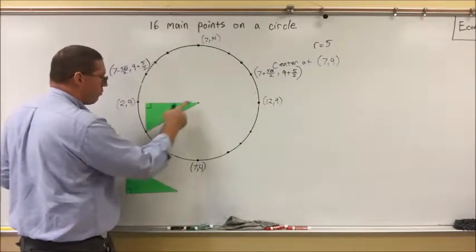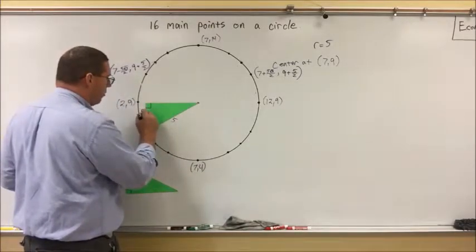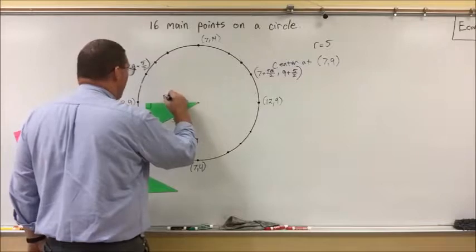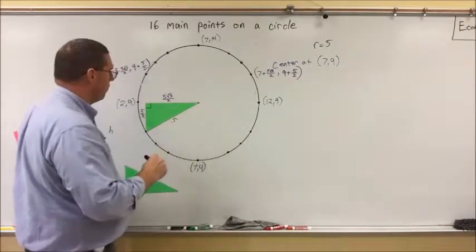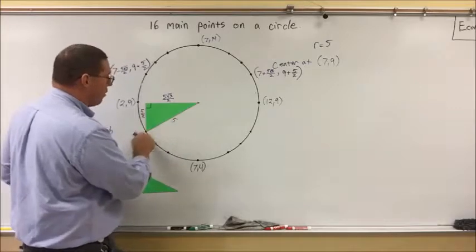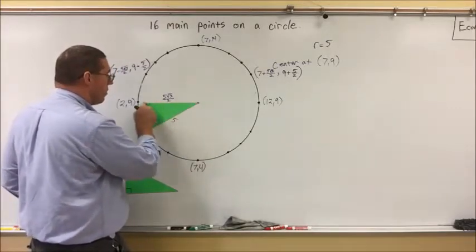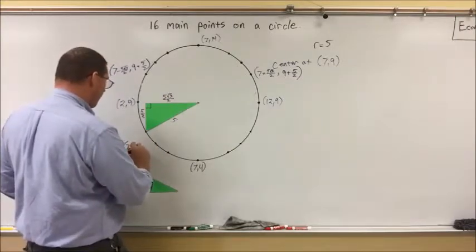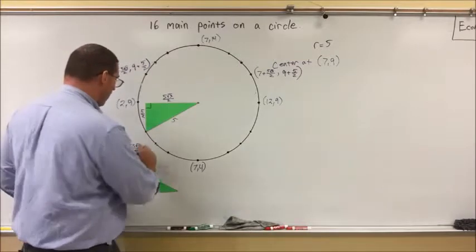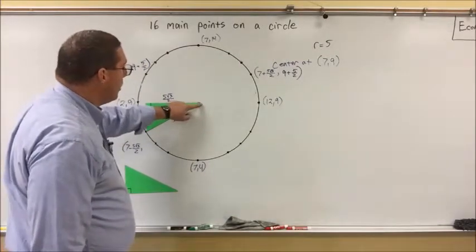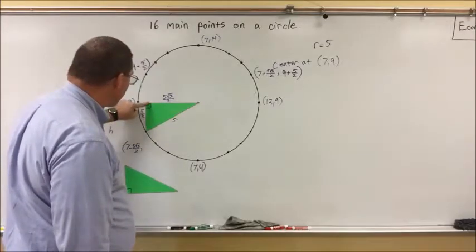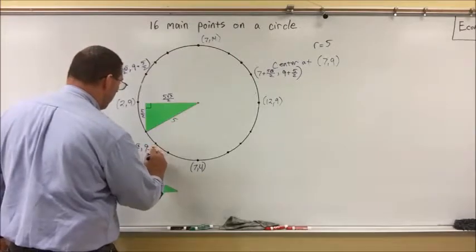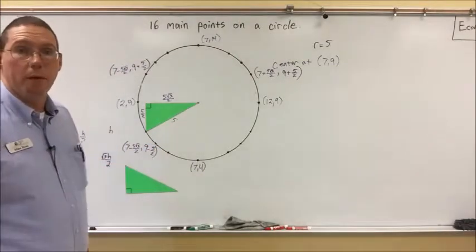The short leg of this 30, 60, 90 right triangle is going to be 5 over 2. And the long leg is going to be 5 square root of 3 over 2. And so our x-coordinate of this point is 7 minus this distance, which is 5 square root of 3 over 2. So that's 7 minus 5 square root of 3 over 2, comma. The y-coordinate is 9, only now we're going down, so we've got to subtract this distance, which is 5 over 2. So that's 9 minus 5 over 2. And now we have the coordinates of that point.